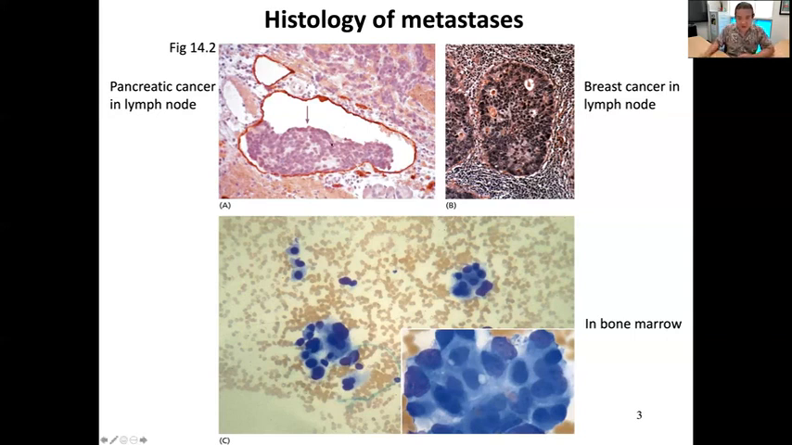So here are pancreatic cancer cells that have made their way into a lymph node. Here's breast cancer that's in a lymph node. Very different. Here are metastatic lesions in bone marrow. So very different appearances because these are very different types of scenarios.